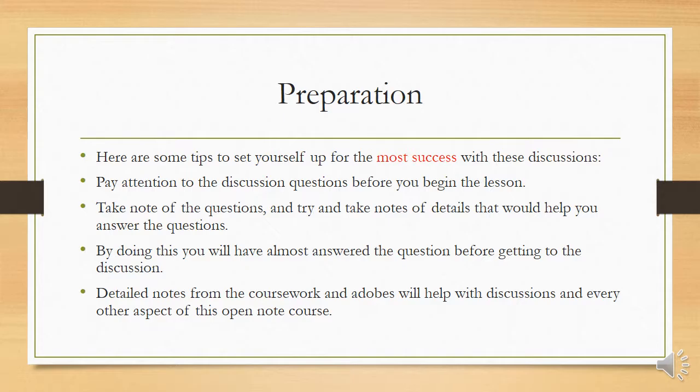Also, use detailed notes from the coursework, and that shouldn't say Adobe anymore, it should say Engage. Good notes will help with discussions and other aspects. Again, this is an open note course, so good notes are very important.